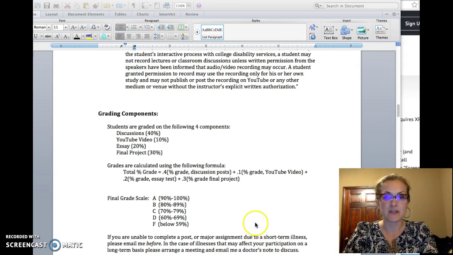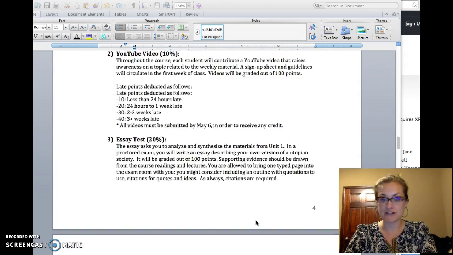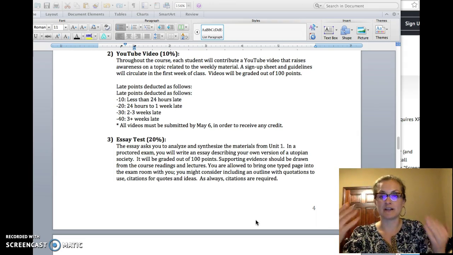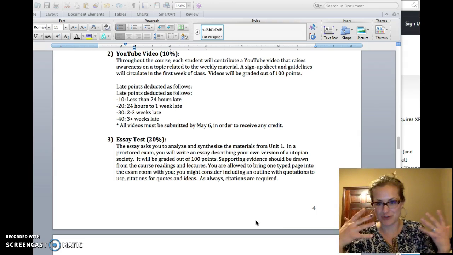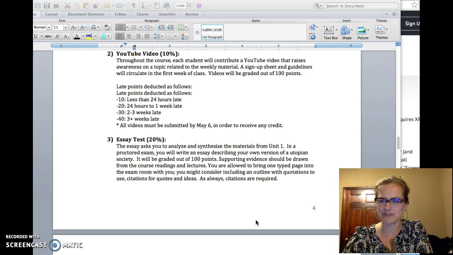Going down, the midterm essay is a proctored exam. You are going to be allowed to bring in one sheet, so I strongly encourage you to prepare and write down whatever you need, but you are going to do it in a testing center. That's just one of the requirements of an online class, so that I actually know that the person who is taking the class has shown up and shown an ID in some way. But it's a really fun essay where you describe your own version of a utopian society.